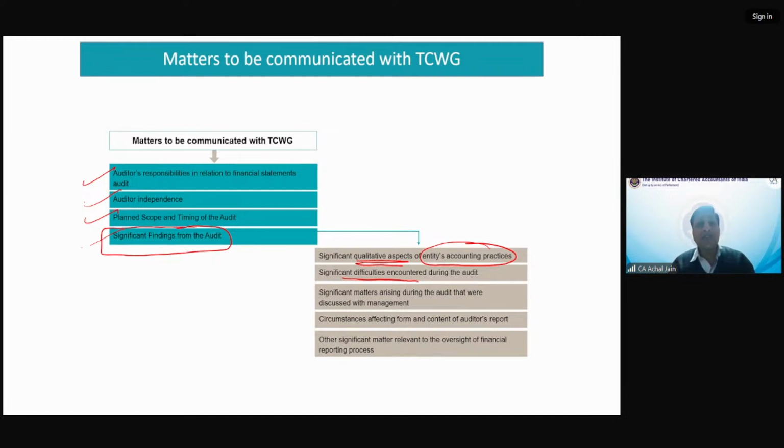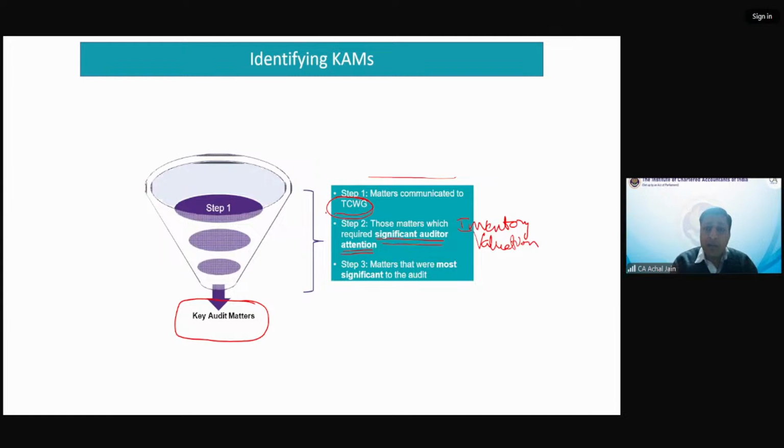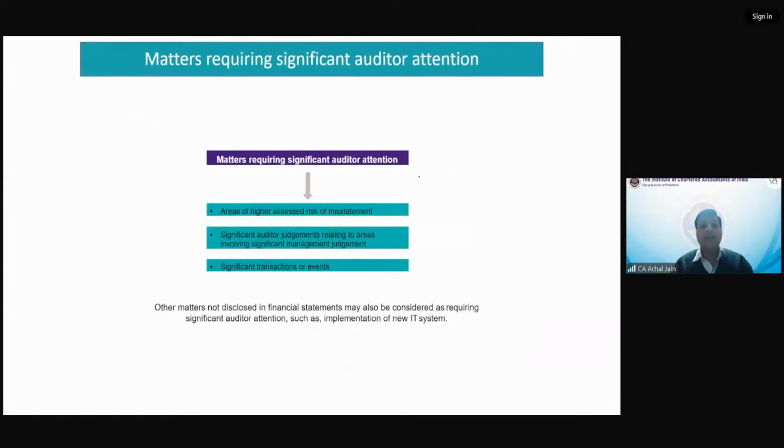If there is any modification which is impacting the form and content of the auditor's report, that will also be discussed. And any other matter which auditor believes is quite significant for their understanding. So that's how you can look at this first point or first criteria about those matters which are required to be communicated to those charged with governance.